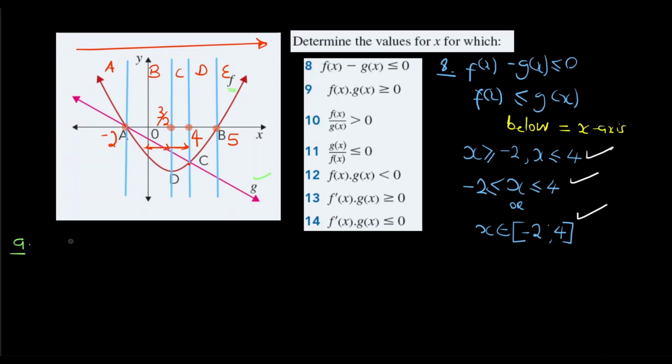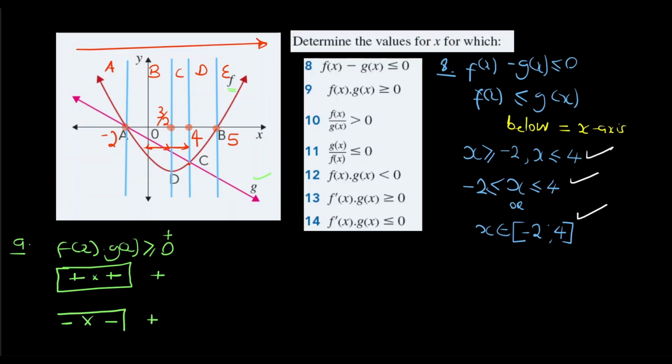Number 9 asks us to find where f of x times g of x is greater or equals to 0. Greater or equal to 0 means nothing more than positive. So here, what gives us a positive sign? We know that a positive times a positive will give us a positive answer. So we need to find a scenario where f is positive and where g is positive. Another scenario is when we multiply negative by negative, we know it will give us positive. So we need to find this scenario as well.